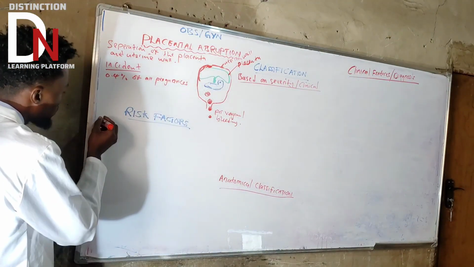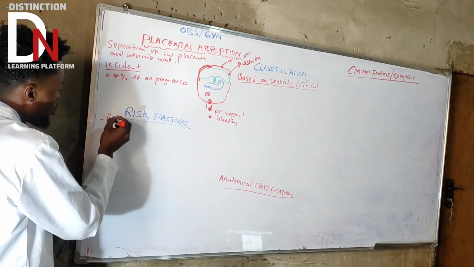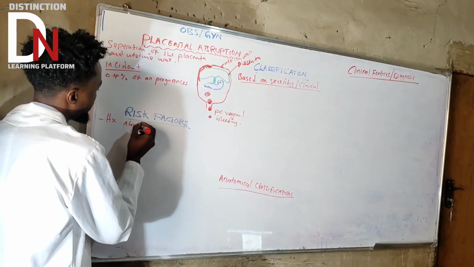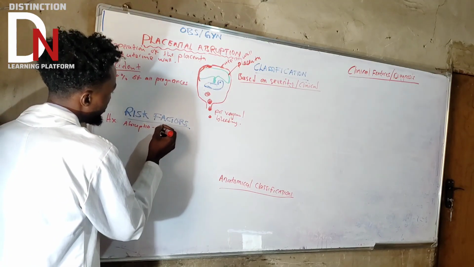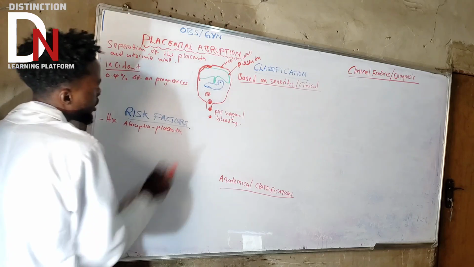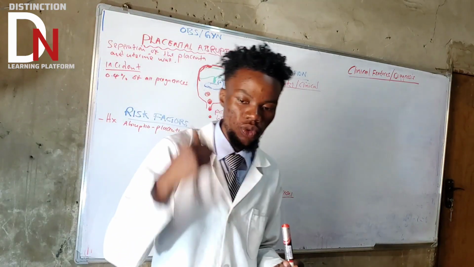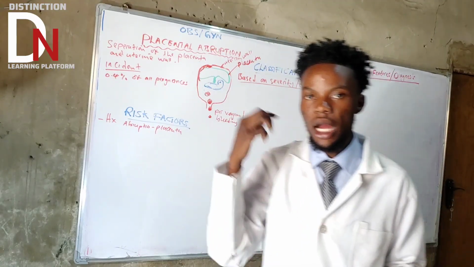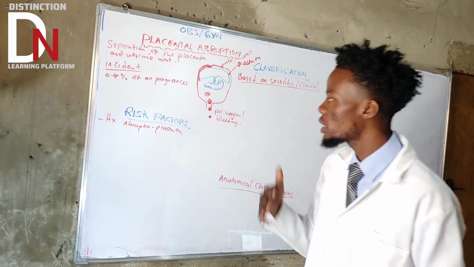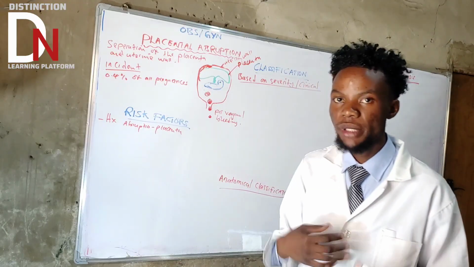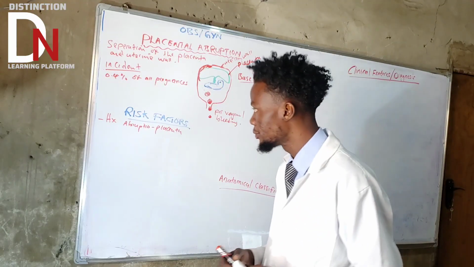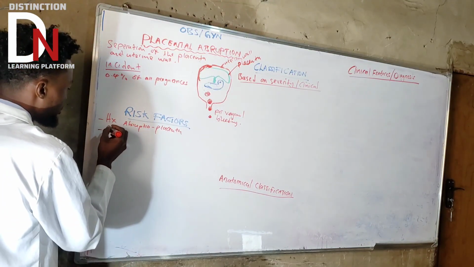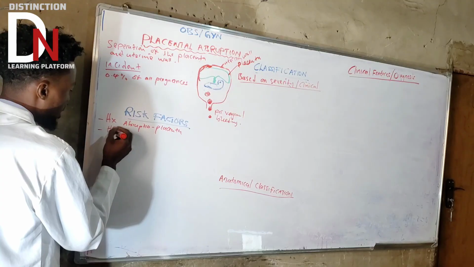So what is the first one? Someone who had a history of abruptio placenta. This is the first risk factor. Someone who had abruptio placenta in a previous pregnancy is at increased risk of developing abruptio placenta again, in the current pregnancy or a future pregnancy. What is the second one? Also hypertension.